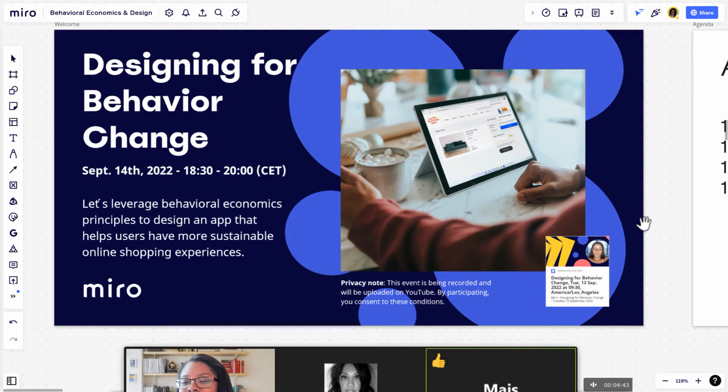Today's workshop is called Designing for Behavior Change. And the idea today is to leverage behavioral economics principles to design a mobile app that helps users have more sustainable shopping experiences.